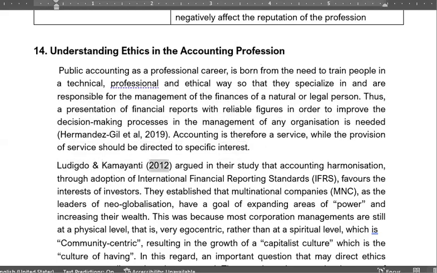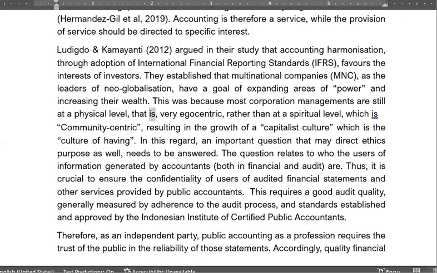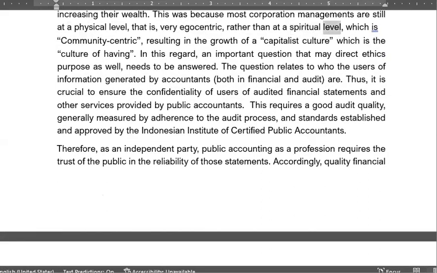Ledigdo and Kamayanti, 2012, argued in their study that accounting harmonization, through adoption of International Financial Reporting Standards, IFRS, favors the interests of investors. They established that multinational companies, MNC, as the leaders of neo-globalization, have a goal of expanding areas of power and increasing their wealth. This was because most corporation managements are still at a physical level, that is, very egocentric, rather than at a spiritual level, which is community-centric, resulting in the growth of a capitalist culture, which is the culture of having.